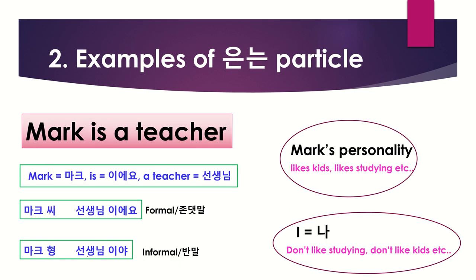Example 2. Right? Mark is a teacher. Mark is a teacher. Let's break down the sentence. Mark. In Korean, no wave, no rhythm, right? Just flat. Mark. Is is 이에요. A teacher, 선생님.